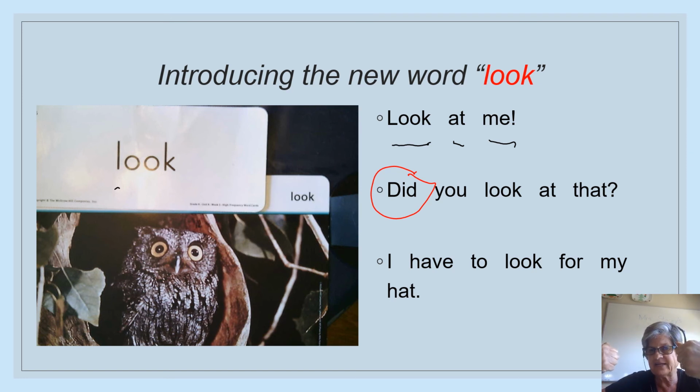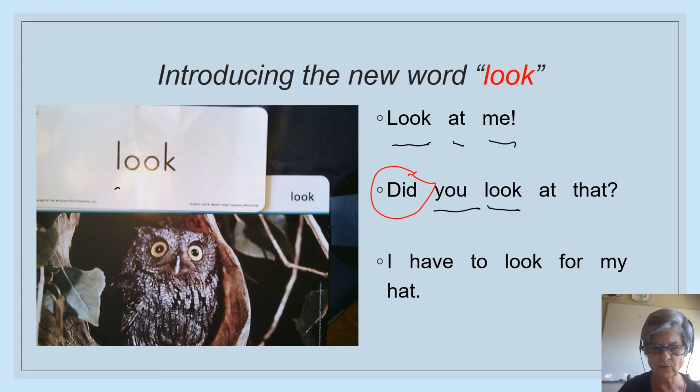D-id. Let's try again. D-id. Now I'm going to stretch out each sound. Did. It's the word did. Now we know the next word, so point to the word you and we'll underline it. You. Next word, look.